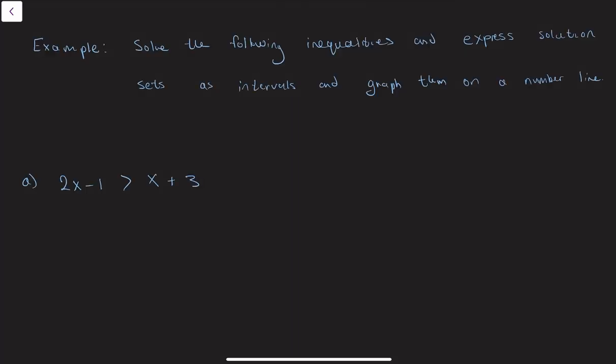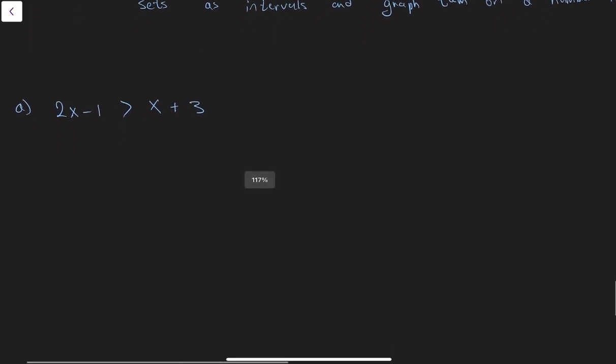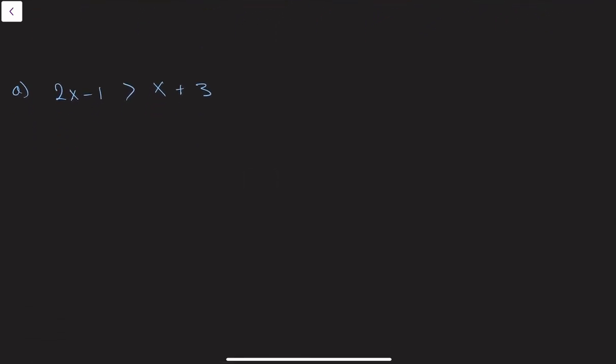Let's look at an example. Solve the following inequalities and express the solution sets as intervals and graph them on a number line. So let's look at A. We have 2x minus 1 is greater than x plus 3. Feel free to pause at any time. For today's ones, they're going to be relatively easy. We're just starting off, so let's go ahead and try it.